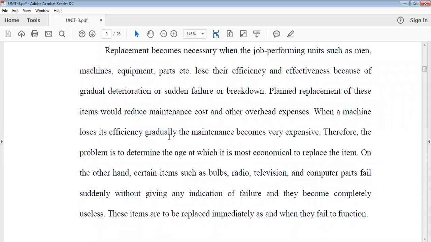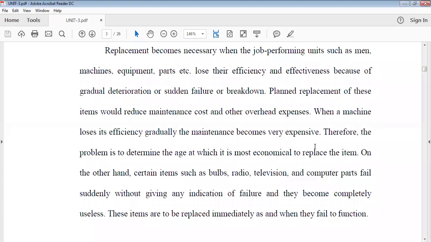When a machine loses its efficiency, gradually the maintenance becomes very expensive. Therefore, the problem is to determine the age at which it is most economical to replace the item. When the machine loses its efficiency and certain vibrations come in the particular machine, automatically on the surface of the product you will get chattering. Therefore, to prevent the vibrations, you need to replace certain parts, and in such a case, if you replace the parts, that becomes a costly one. After that, it is a gradual maintenance.